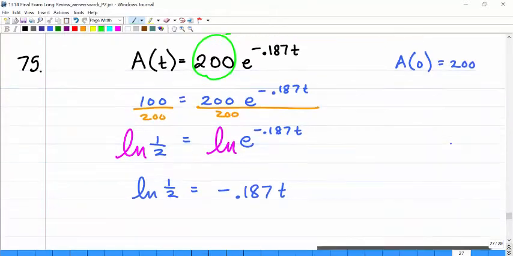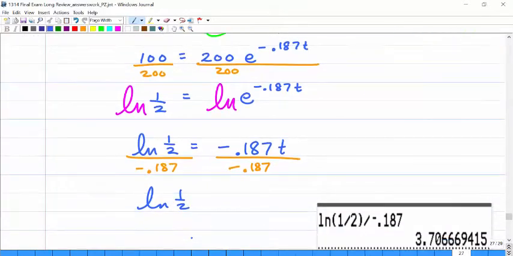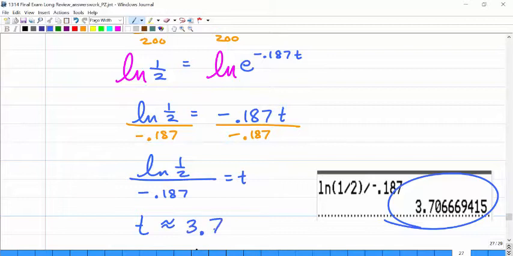Okay, now to get t by itself, I need to divide both sides by negative 0.187. So t is equal to the natural log of 1/2 divided by negative 0.187. And when I type that in on my calculator to get a decimal approximation, I get that t is approximately 3.7 years, or whatever your unit of measure is.